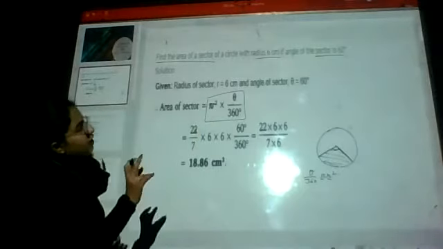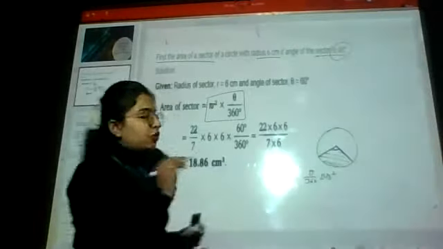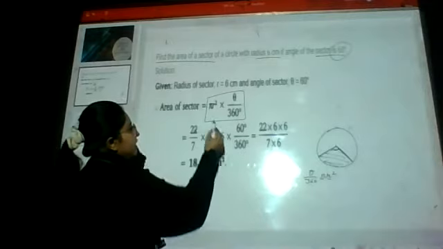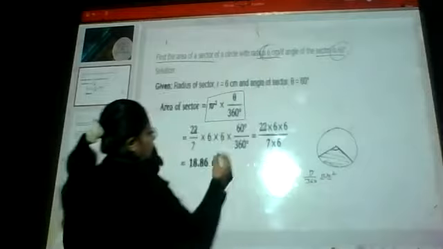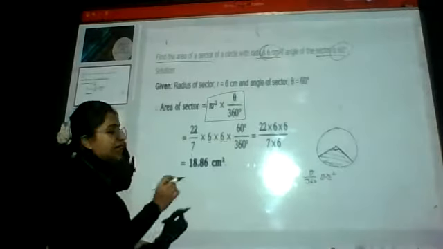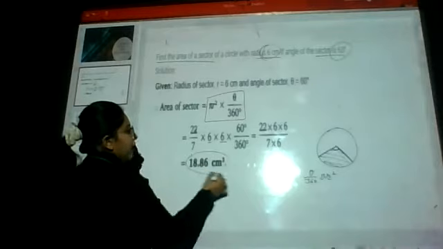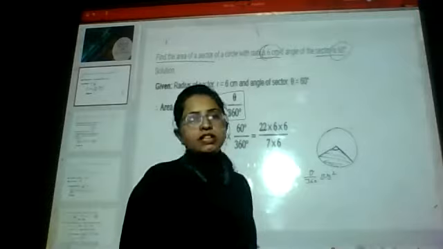What is theta over here? It is given in the question only that the sector angle is 60 degree. So you can put the values. For theta, you will put 60 degree upon 360. Pi would be 22 by 7. R is given to you, 6 centimeters. So 6 into 6, right? When you solve it, just do the calculation. When you solve it, 18.86 centimeters square would be the area of sector.